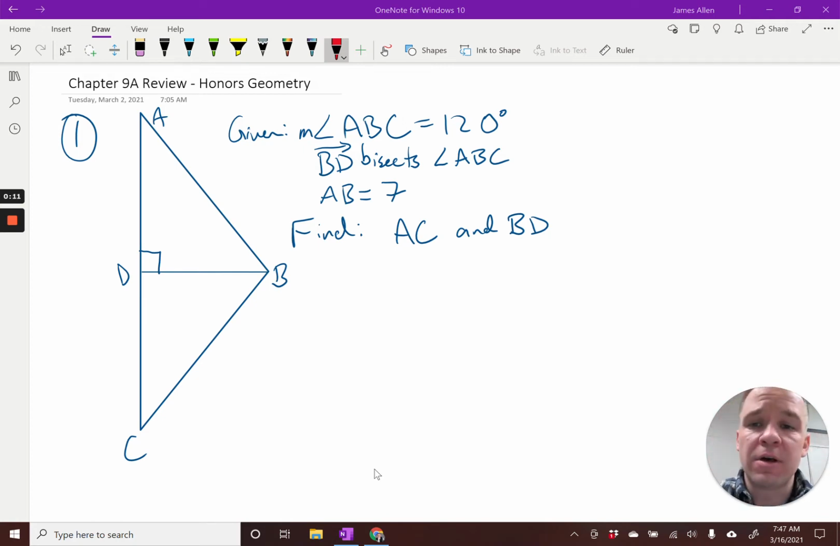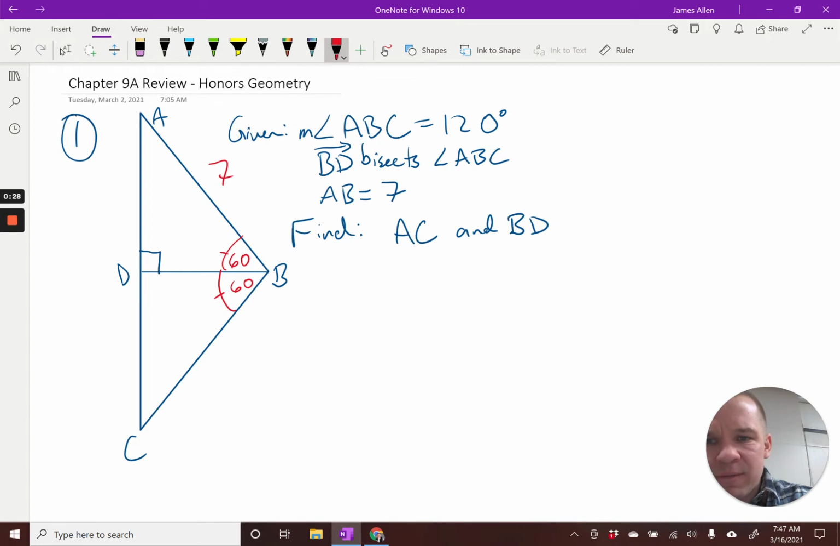Chapter 9a review. We've got ourselves a triangle here. We've got ourselves a right angle as well. Awesome. The measure of angle ABC is 120 degrees. BD is bisecting that angle. Oh, right away, you know what I'm going to do? That's 60 and 60, isn't it? Those guys are congruent. Beautiful.